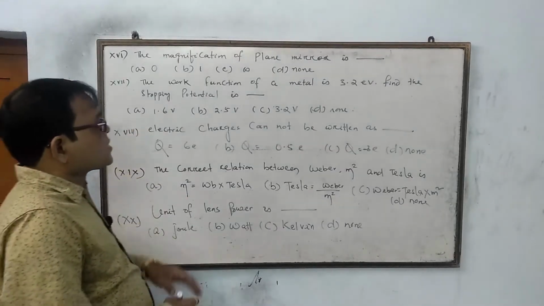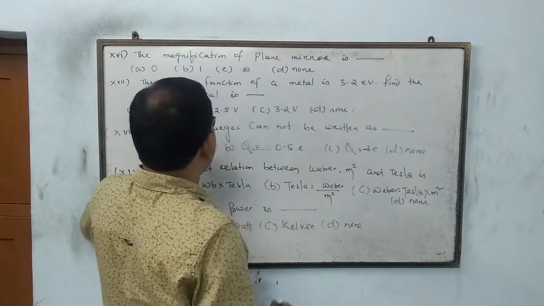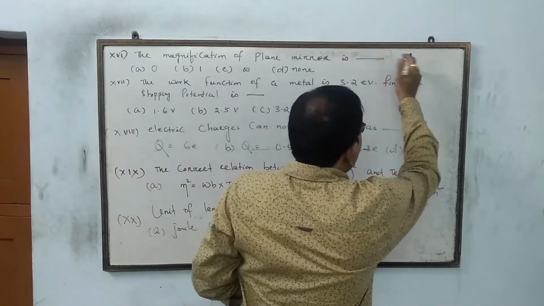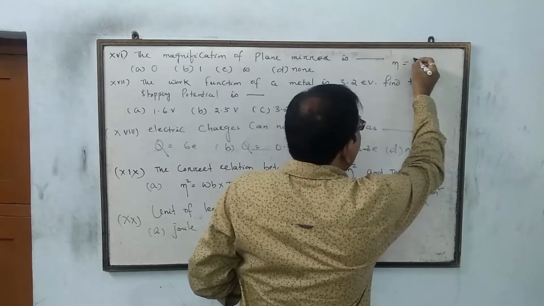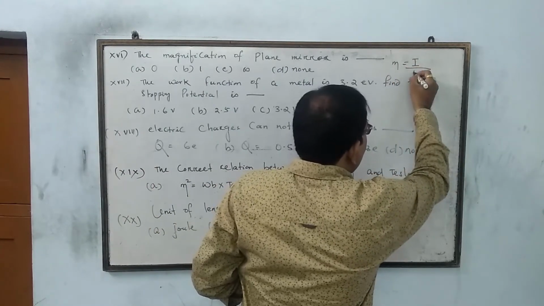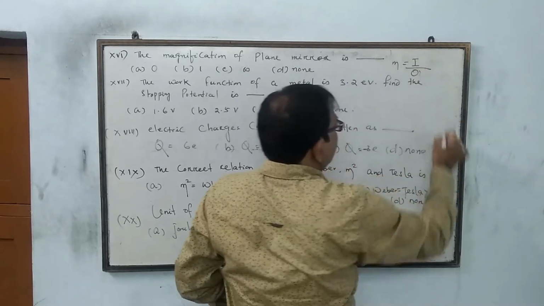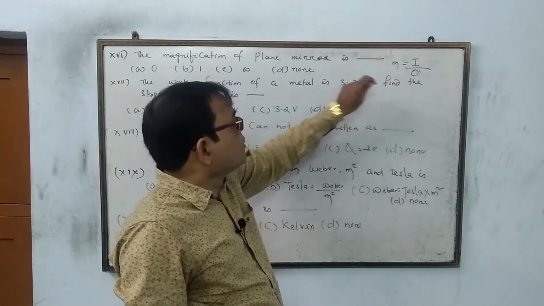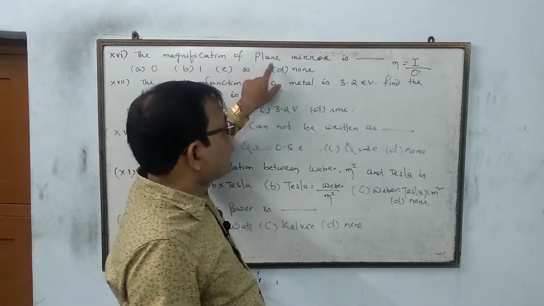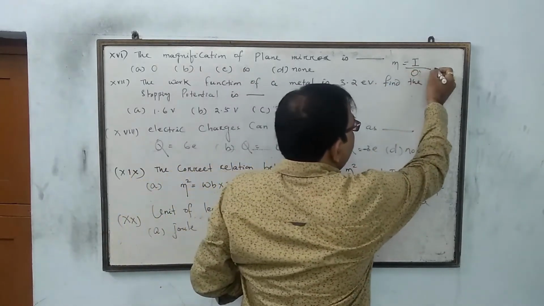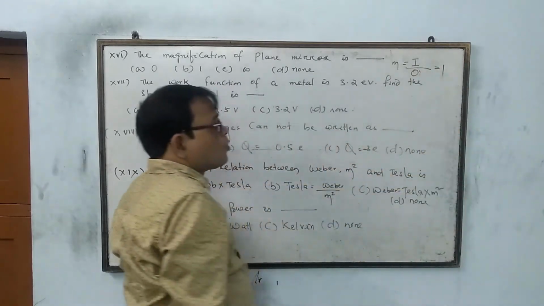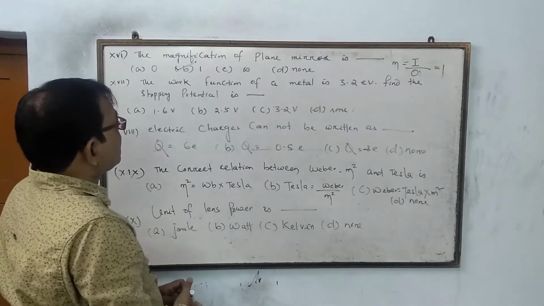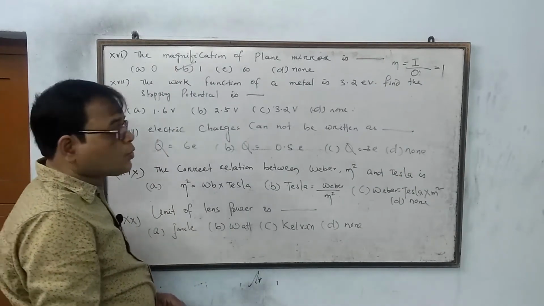Next, the magnification of a plane mirror is dash. 0, 1, infinity, none. You see magnification. What is the meaning of magnification? Magnification M is equal to height of the image divided by height of the object. You know that in a plane mirror, height of image is the same as height of object. Therefore, magnification is 1. Option B.